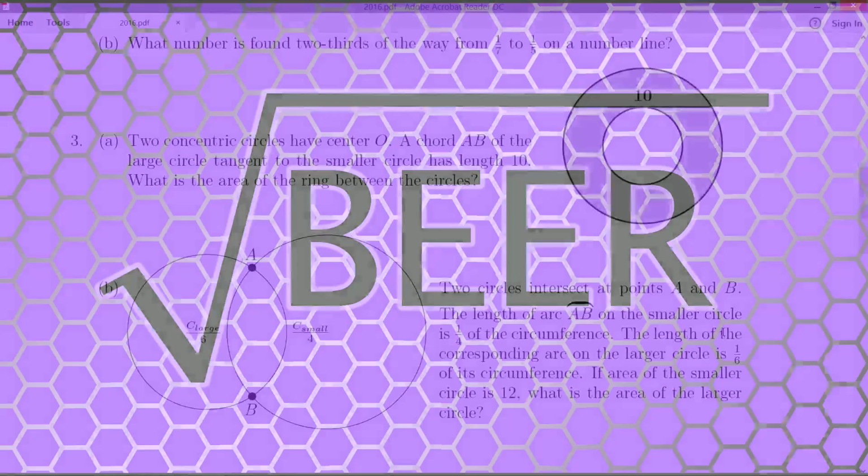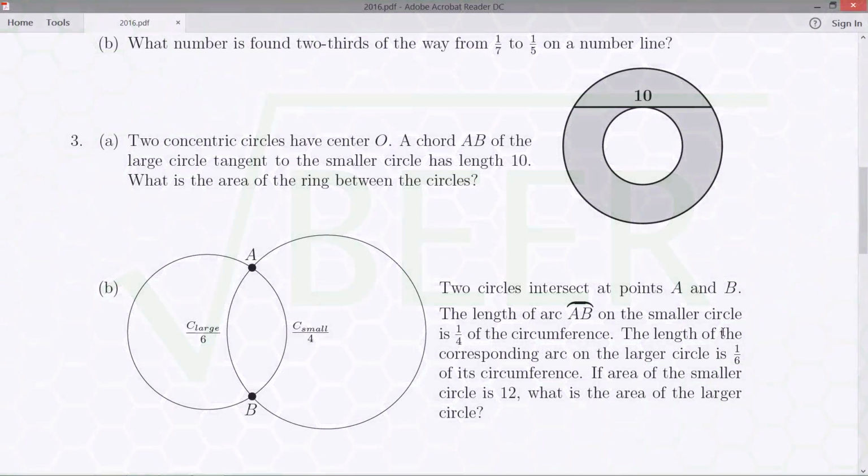Root Beer here, looking at question number 3 on the Manitoba Math Contest from 2016. So, we got a two-part question here. 3A, two concentric circles have center O. A chord AB of the large circle is tangent to the smaller circle and has length 10. What is the area of the ring between the circles?